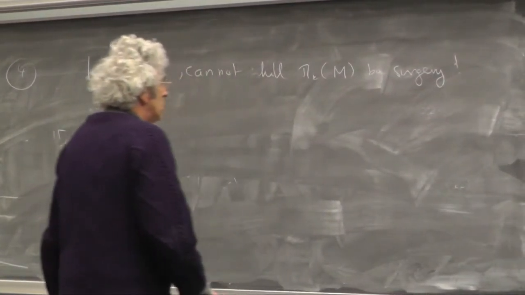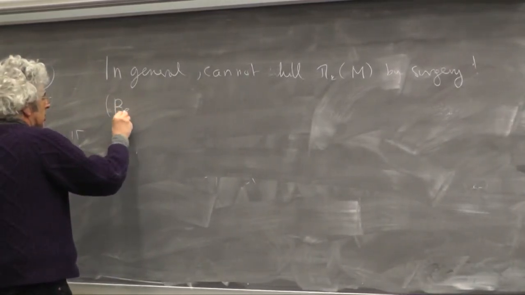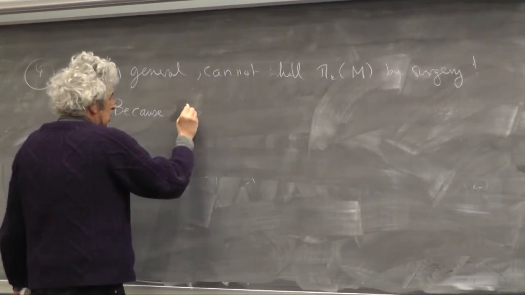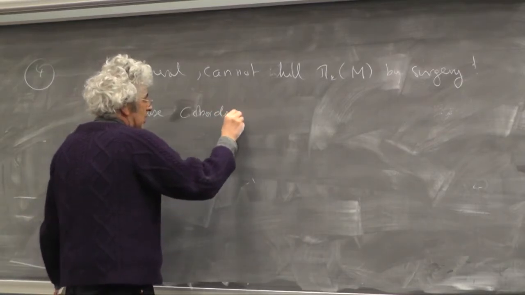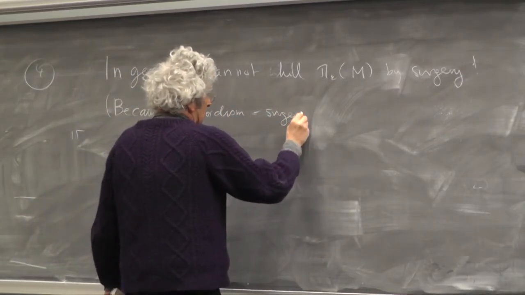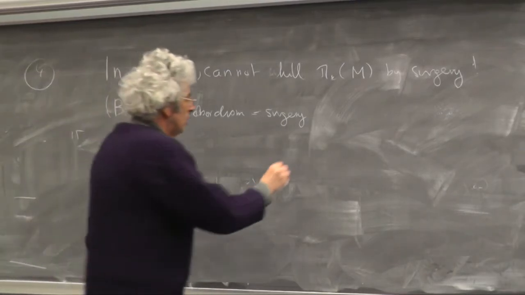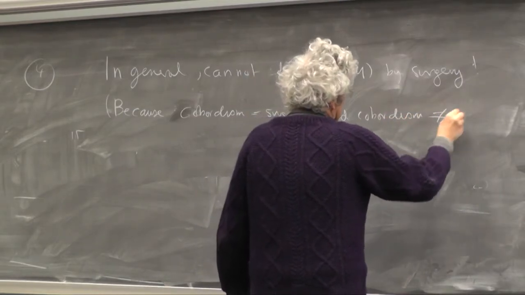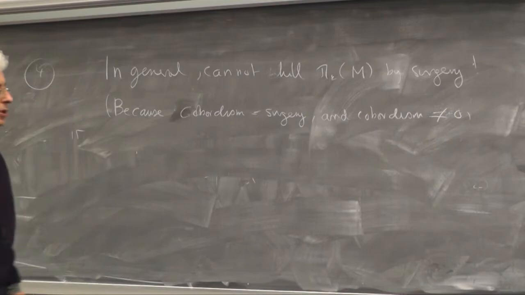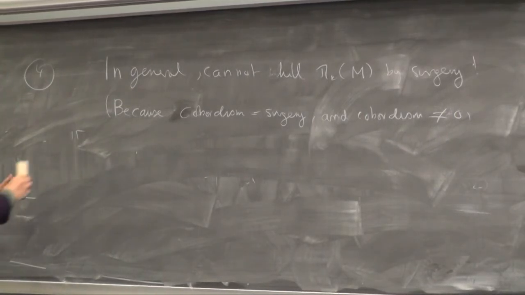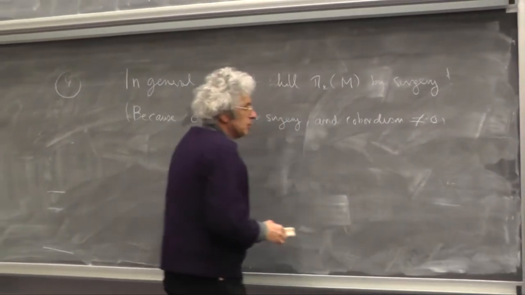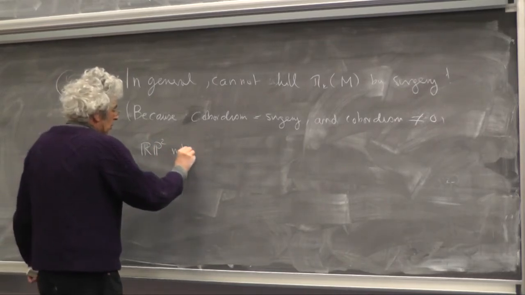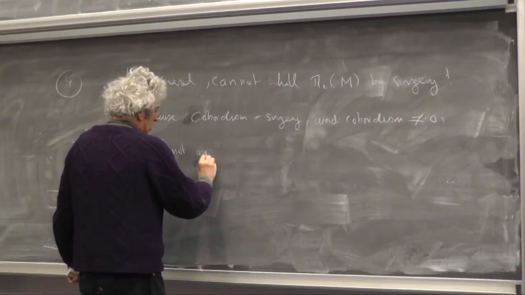Okay, because the cobordism groups, because cobordism equals surgery. I hope I mentioned that last time. And cobordism groups are non-zero. So asking to kill all the homotopy groups by surgery is pretty bad, simply because of the cobordism thing. And a standard example: RP2 is not null cobordant.